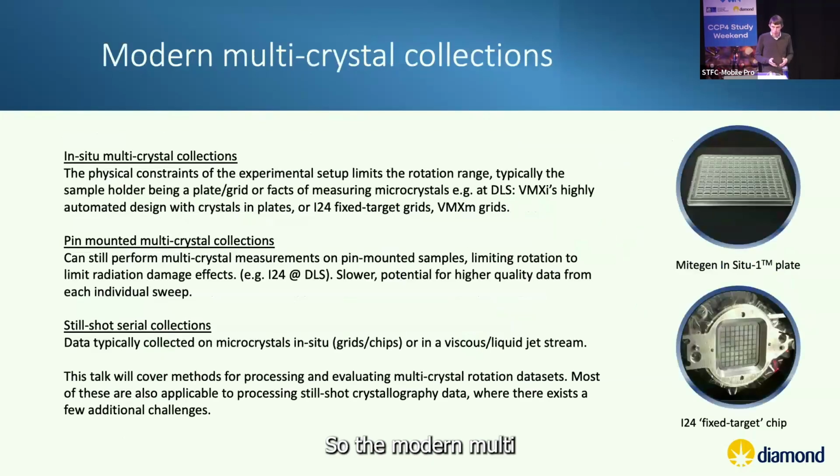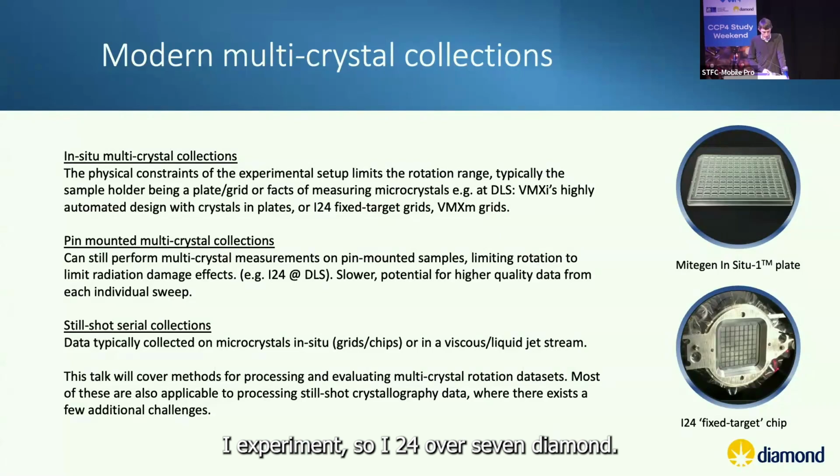Okay, so the modern multicrystal collection is quite different from those initial ones in the 50s and 60s. One of the most common types is the in situ multicrystal collection. This is where you have some kind of physical constraints which limit the rotation range that you can achieve. So typically, if the sample is held in a grid or a plate, you have a limited rotation range where you can only accurately measure one crystal rather than getting overlaps of different crystals in the beam. You've got to take into account background effects and the effect of the actual focusing in the sphere of confusion of the experiment. This is what you typically have for VMXi experiments or I24 or VMXm at Diamond.